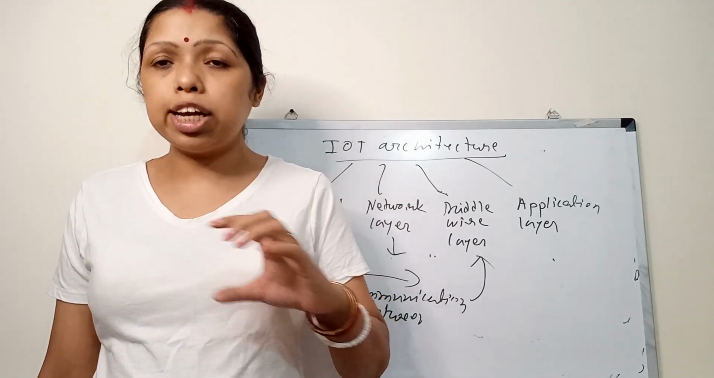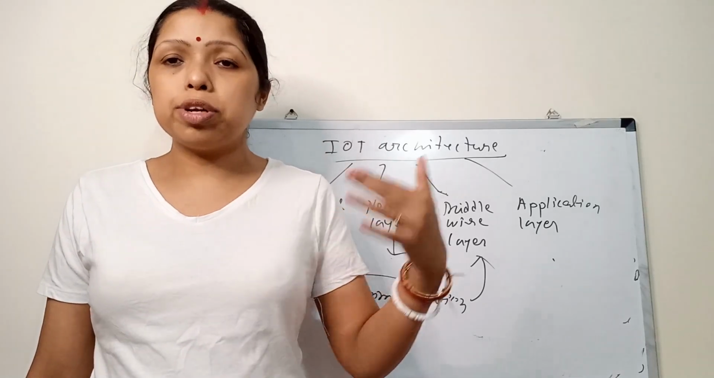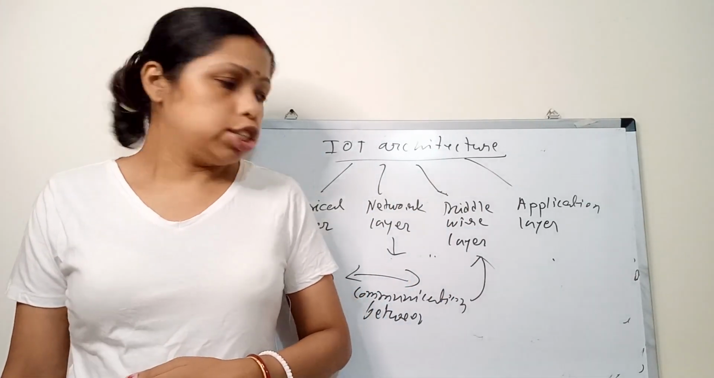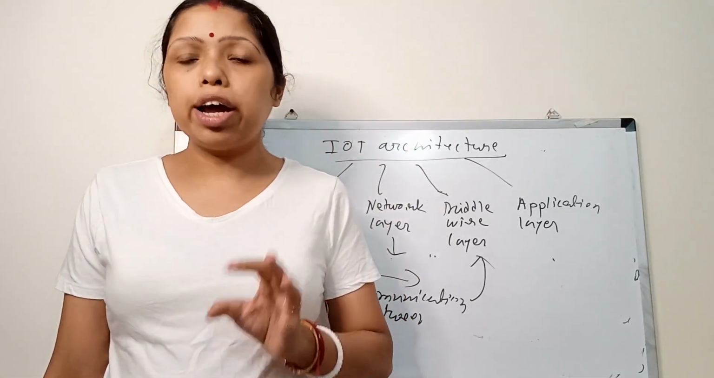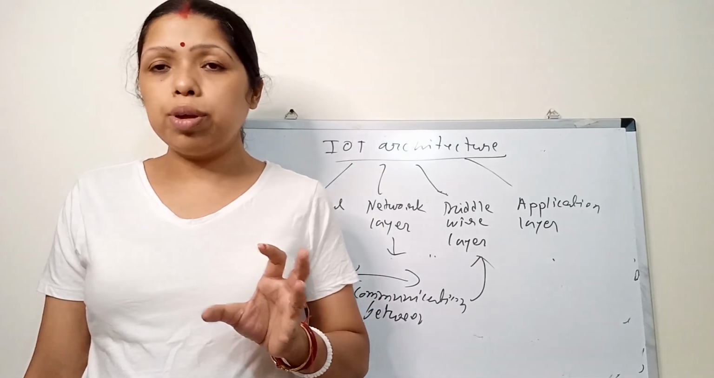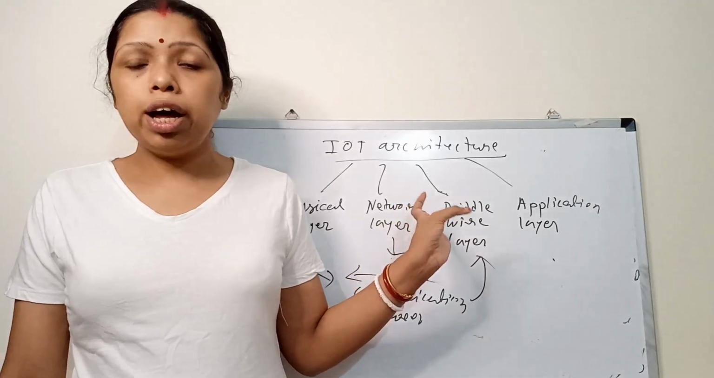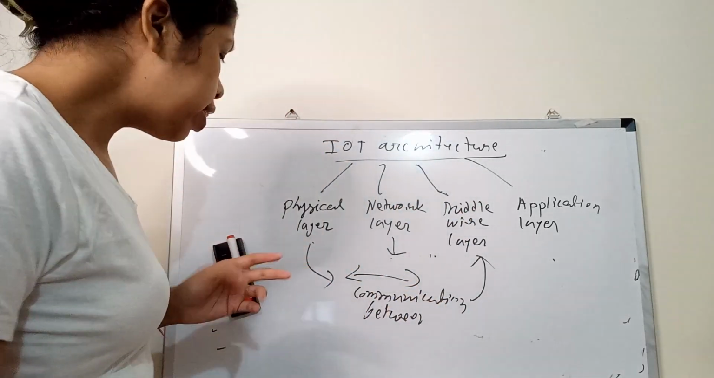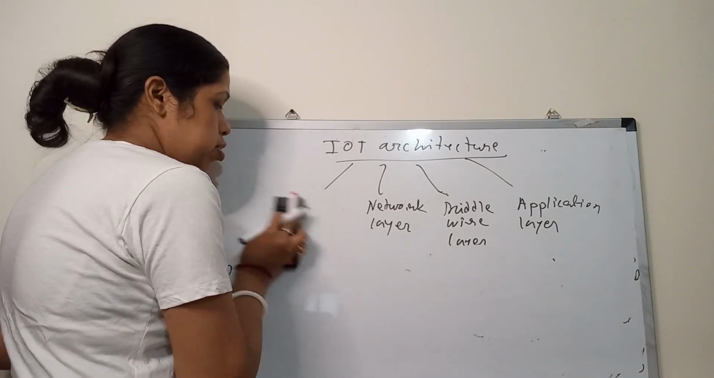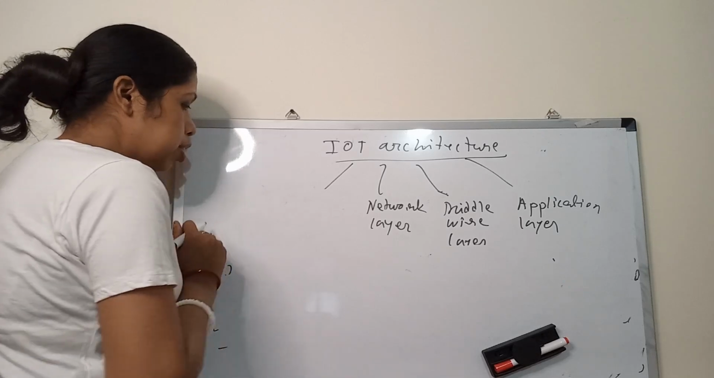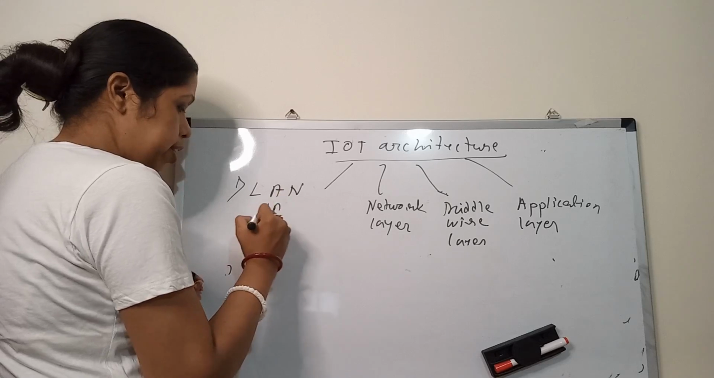This is a channel through which the sensor input will be transferred to the other parts of the IoT ecosystem. In the previous lecture I have already told you connectivity is one of the important parts of IoT. So this connectivity is associated with the network layer. Under the network layer, various protocols are required. First we think about the LAN or Ethernet.